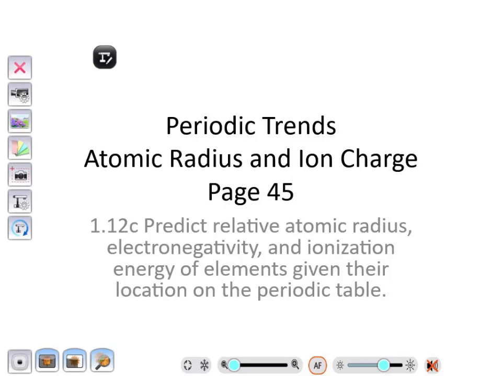So again, periodic trends is the topic for page 45. Objective, like we talked about in objective tracking, is to predict relative atomic radius, electronegativity, and ionization energy of elements given their location on the periodic table. So that's our goal. That's our objective that you are writing underneath periodic trends. Okay?